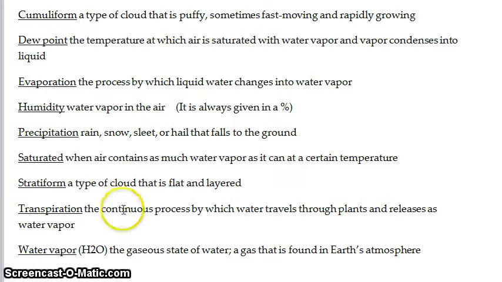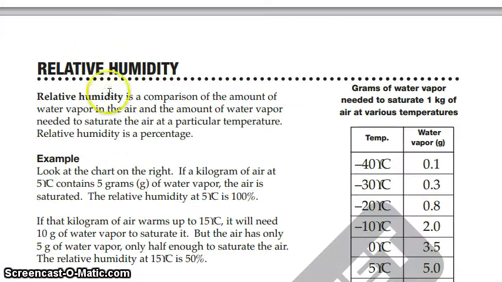And then we talk about water vapor. Okay, just knowing that that is H2O or plain water in its gaseous state. That's found in Earth's atmosphere. One of the first things that we started to look at in class was calculating the relative humidity, and we talked about relative humidity before we were looking over the vocab words, and it's the comparison from the amount of water vapor in the air to the amount of water vapor needed to saturate the air at a particular temperature.